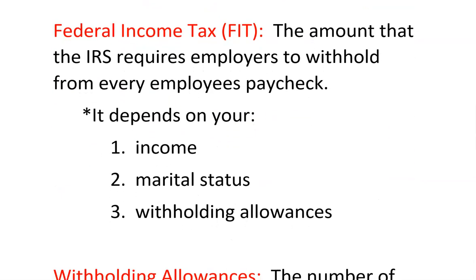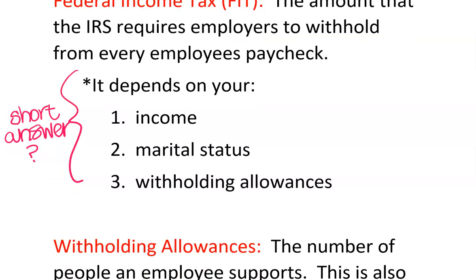Federal income tax is the amount the IRS requires employers to withhold from every employee's paycheck. It depends on these three things. Number 1, your income. Number 2, if you're married or single. And number 3, the withholding allowances. This is a short answer question. Please study it and know it.